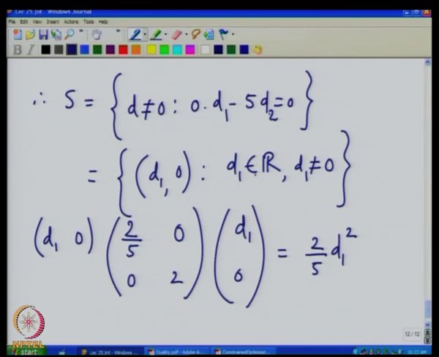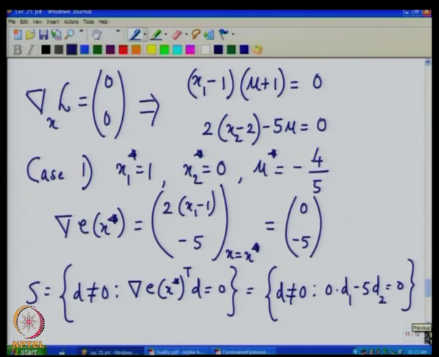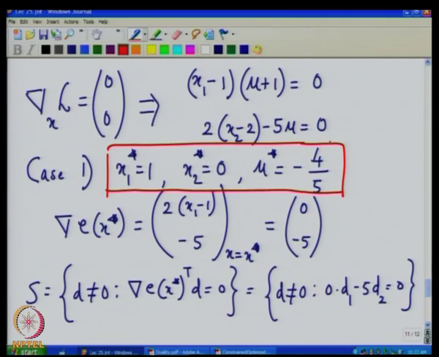Now, d1 is a non-zero real number, and therefore, 2 by 5 d1 square is greater than 0, and therefore, the point that we saw here is a KKT point and is a strict local minimum. So, this point is a strict local minimum.